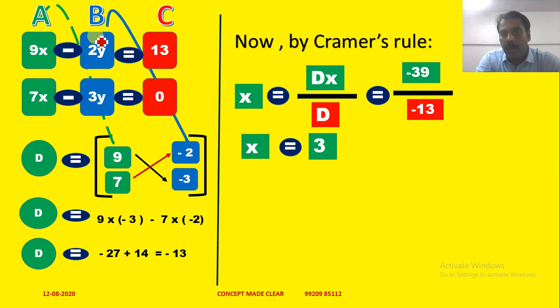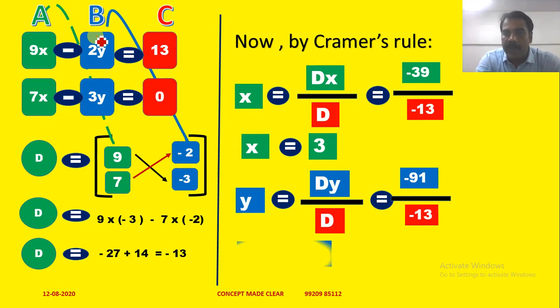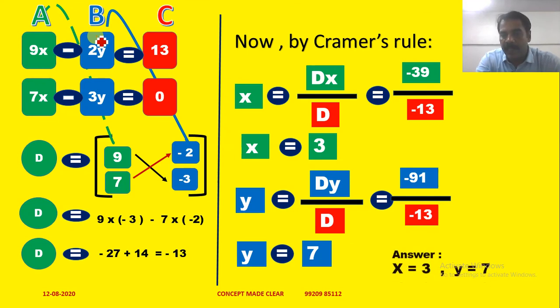Now we have to find y. In order to find the variable y, we'll apply the same logic. We'll use dy upon d. Now what is the value of dy? We have calculated it in step number 2, that is minus 91. D is already calculated, that is minus 13, and cancelling this value, we'll get y equals 7. So the final answer is x equals 3, y equals 7.